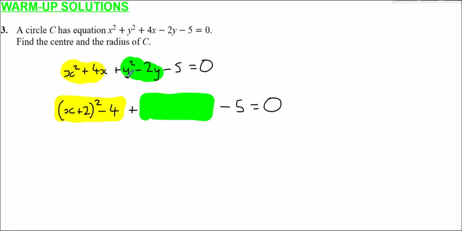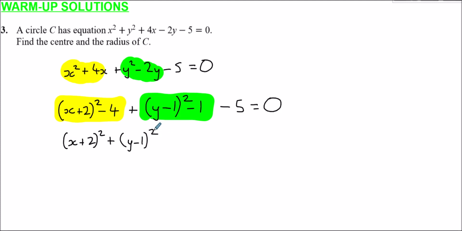Over here, to complete the square on y squared minus 2y, we're going to get y minus 1, because we halve the coefficient of the y as well. We square that, and then we subtract away this term here squared. So minus 1 times minus 1 is 1, so we subtract 1. Now we can piece this together. So we have x plus 2 squared plus y minus 1 squared.